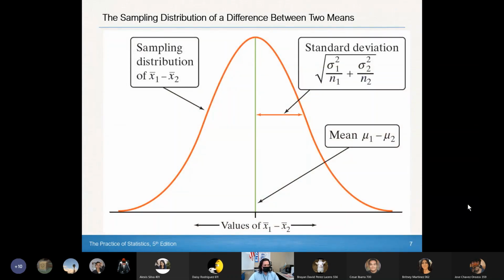And again, we have this little illustration here. The curve is the sampling distribution of the difference of the sample means. The horizontal axis is all possible values of the difference between those sample means from our distribution. The standard deviation helps determine the width of our distribution, and the mean is the center.